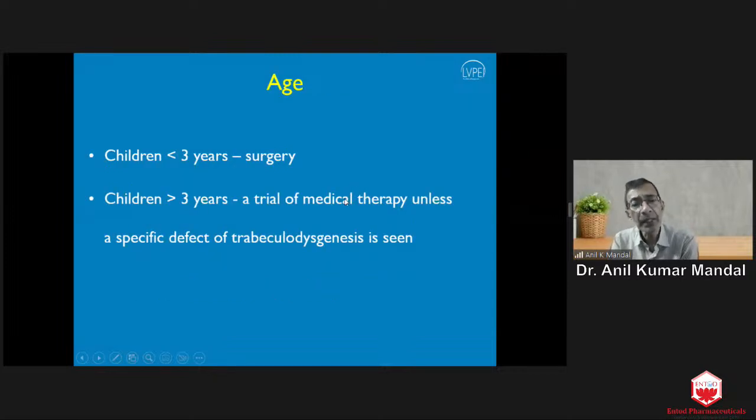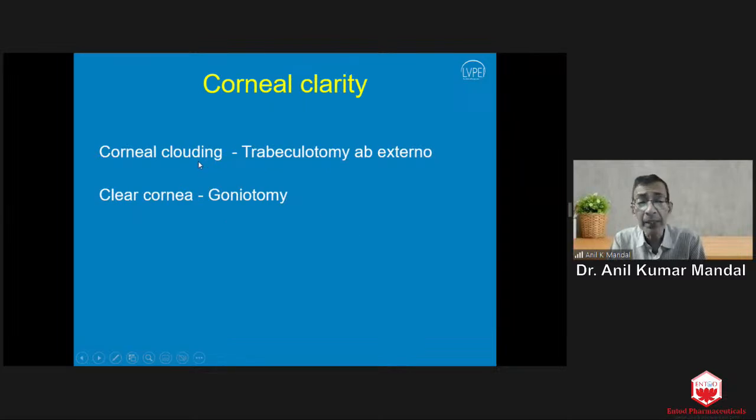Now, children under the age of 3 years, the earlier the surgery, the better. In children more than 3 years, a trial of medical therapy can be done. This 3 years is not sacrosanct; it could be 3, 4, 5 years. Wherever you feel the disease is milder and associated with a clearer cornea, you may start medical treatment and see the response, and then finally decide whether surgery will ultimately be required. Now, when there is corneal clouding associated with the very typical features of primary congenital glaucoma, surgery is the answer, and surgery should be done accordingly.